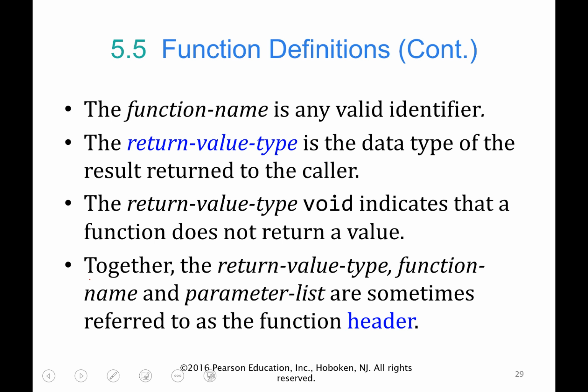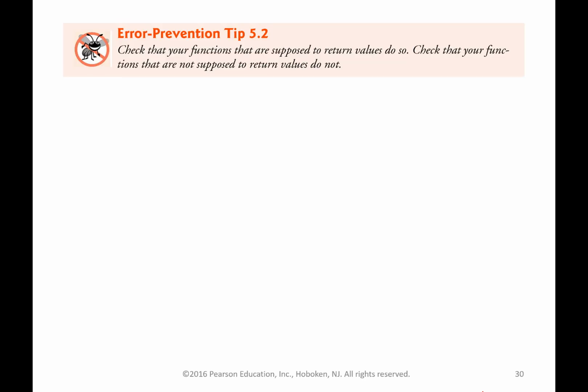Okay. So, function name is any valid identifier. You can use any name you want as long as it's not a reserved word or keyword. The return value type is the data type that you're going to return. Normally, for right now, we're going to stick to numbers. If we have a type void, it means it doesn't return anything. And these are called the function headers.